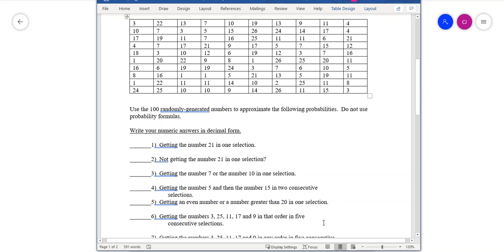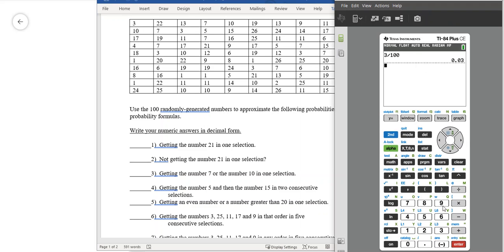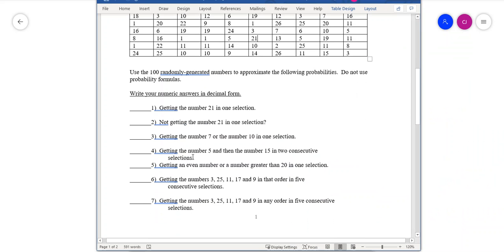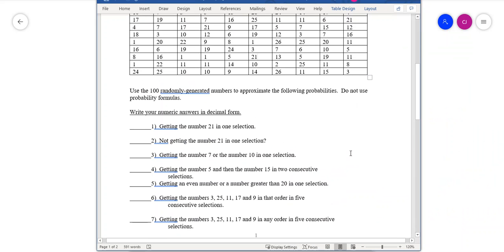So my probability then would be 97 divided by 100, right? Enter. So you'd put that answer there, 0.97, so on. So you have to go through then and answer these based off of that same kind of thinking.